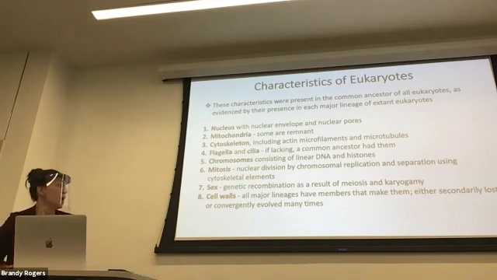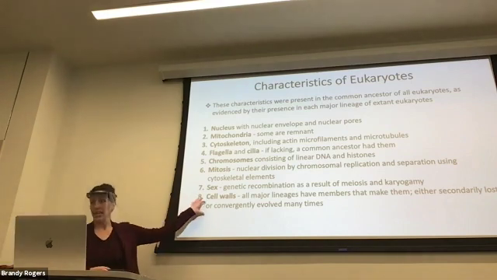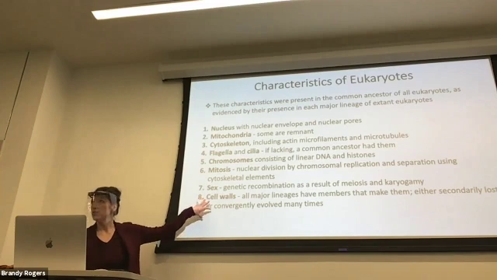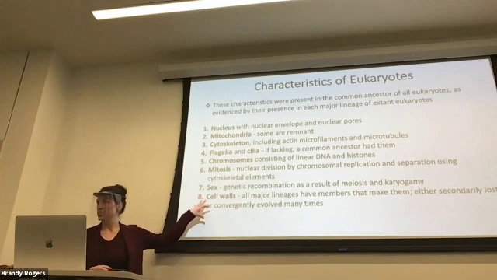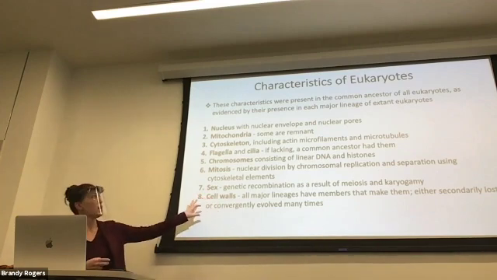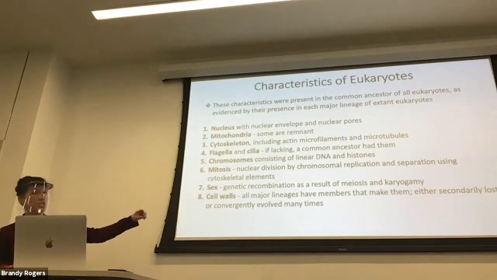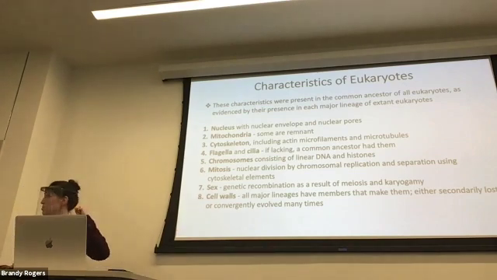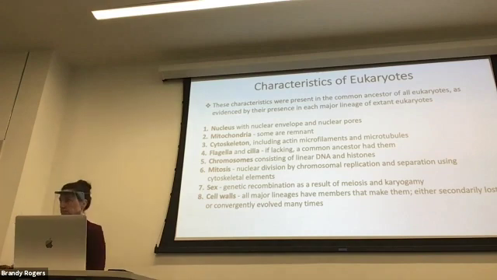Okay. When we get to number 8, it's a little dicey, whether that's homology or convergent evolution, and we'll talk about that. But we'll start with number 1, which is solid, okay? And also review. The nucleus.